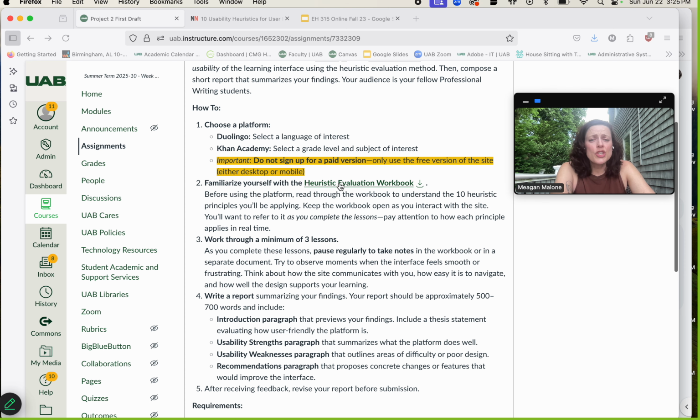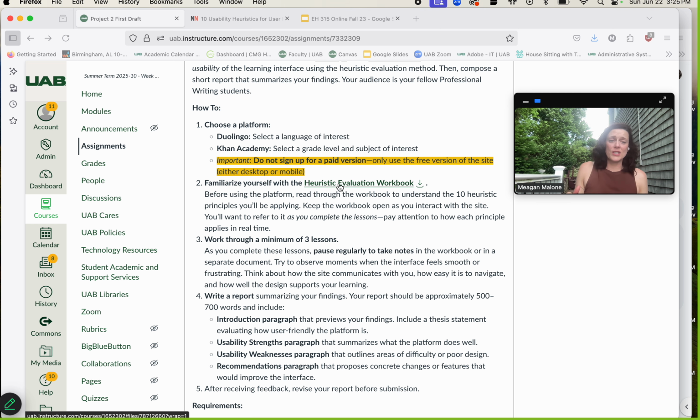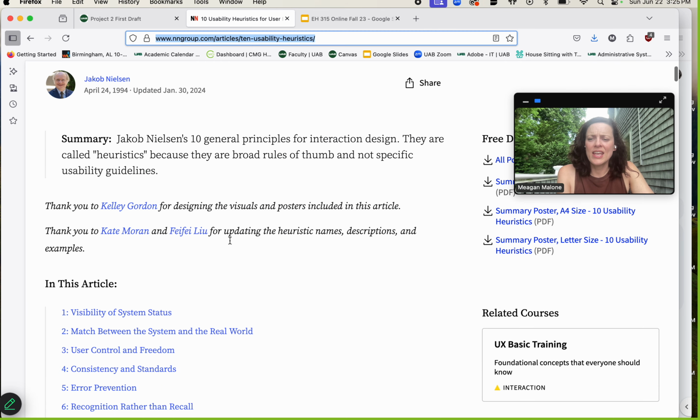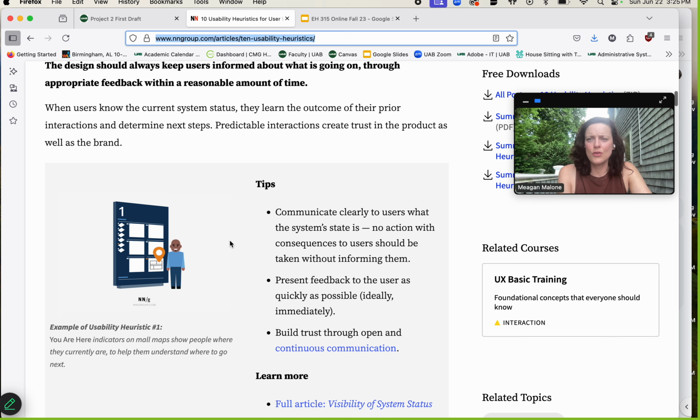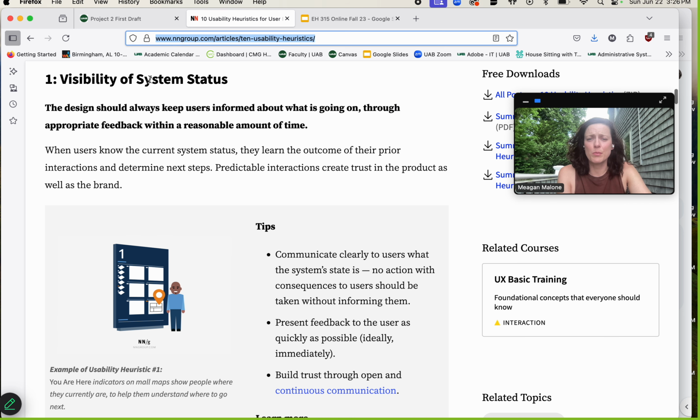Then you're going to want to familiarize yourself with the Heuristic Evaluation Workbook. This is a PDF that you can download from right here. All of that is explained in that link that is on the Usability Resources tab. So again, here is the wonderful summary of it, and you notice that with each heuristic, visibility of system: the design should always keep users informed about what is going on through appropriate feedback. This is the first heuristic.